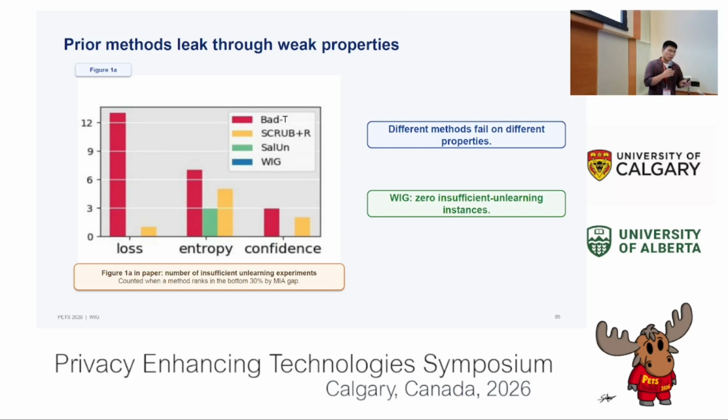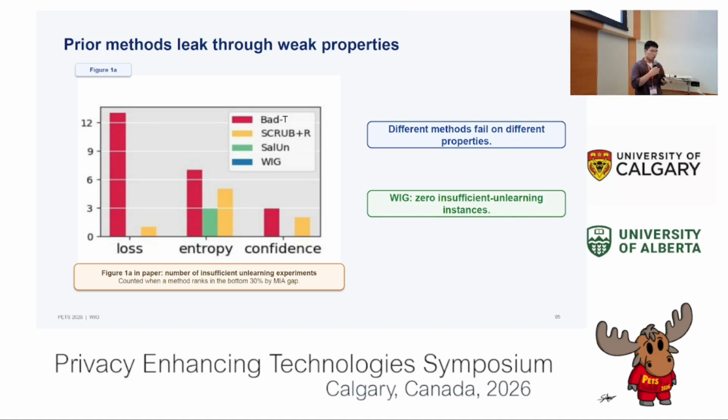So this is figure 1A from a paper. We counted the number of unlearning methods that ranked in the bottom 30% of the given membership inference attack. As you can see, SalUn shows good performance for the loss and confidence-based membership inference attacks, but it shows some failure for the entropy-based membership inference attack, which is supporting evidence of the demonstration we showed you in slide 2. Also, interestingly, the confidence-based membership inference attack was the one used in SalUn's research to evaluate their algorithm.